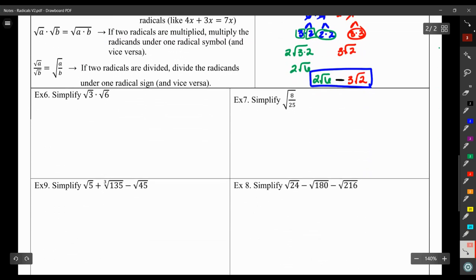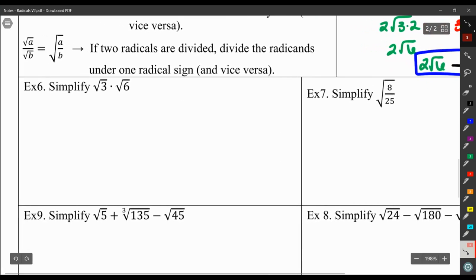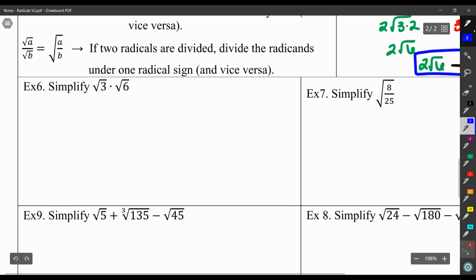So if you look at example 6, it says simplify the square root of 3 times the square root of 6. So if we look at these square roots individually, 3 is prime, so that can't be simplified. And 6 is only 3 times 2, and neither of those give me a pair. So the individual radicals are not able to be simplified any further. But the multiplication rule says that I can multiply 3 and 6 underneath the same square root sign. And now 3 times 6 makes 18.